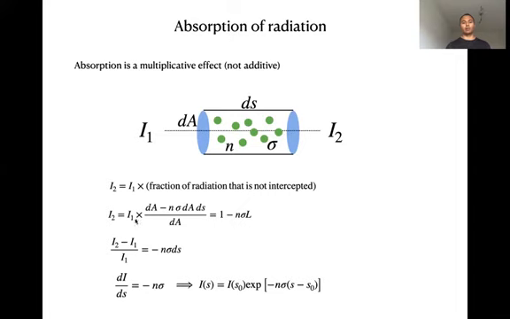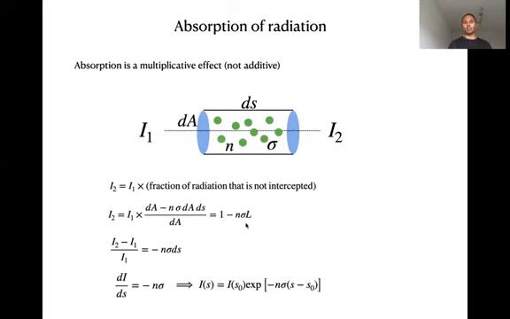So I've written I2 equal to I1 times, notice the second fraction here, N times sigma times dA times ds, the total cross-sectional area of all the little spheres divided by dA. So this fraction is the fraction of radiation that is intercepted. And so this whole thing here is the fraction of radiation that makes it out. So it's 1 minus the fraction which is intercepted. And so that works out to be 1 minus N times sigma times L.